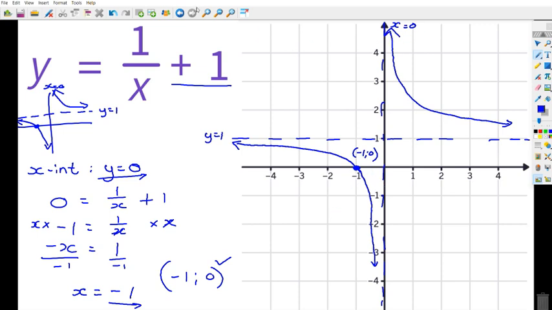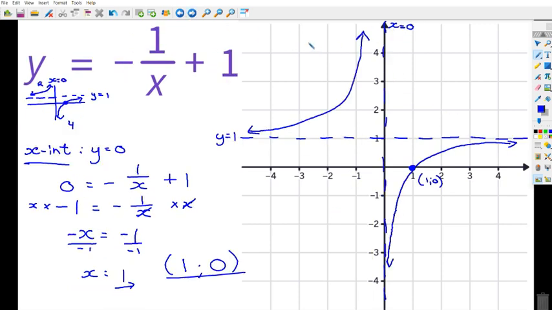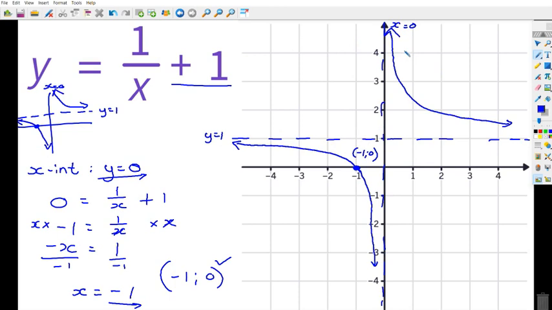I mustn't forget, I forgot to put the name here for this one. Y is equal to 1 over x plus 1. So I'm going to put the name over here as well.